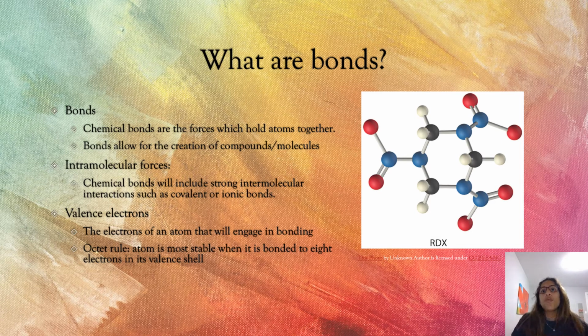One important rule to remember surrounding bond formation is the octet rule, which states that an atom is most stable when it's bonded to 8 electrons in its valence shell. Therefore, we can predict that the majority of atoms want to be in the most stable form. Some exceptions of this rule are beryllium and boron.